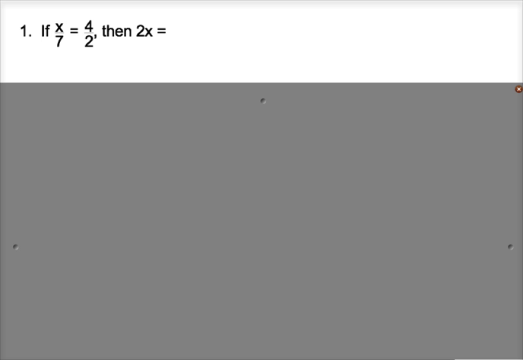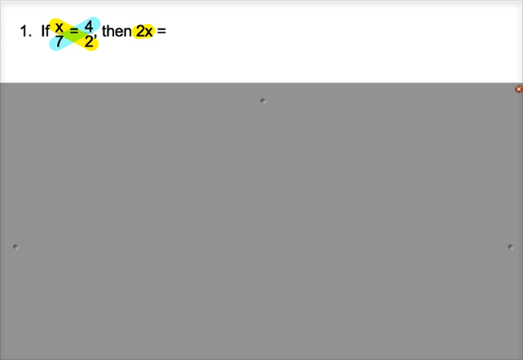All right. So they want us to fill in the blank. If x over 7 equals 4 over 2, then 2x equals what? I tend to always think of these as cross multiplying. So they're giving me 2x, which is 2 times x. And I know if I cross multiply that, that's going to be the same as 7 times 4.